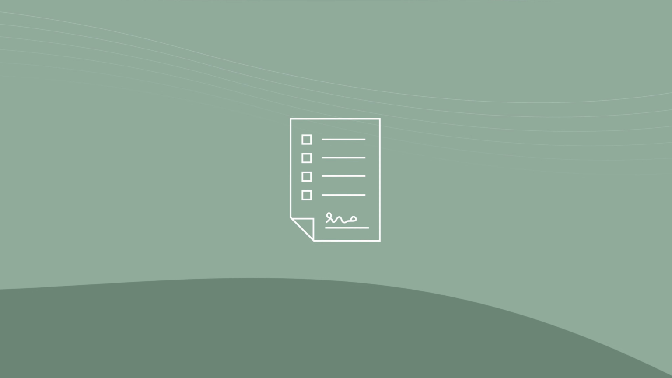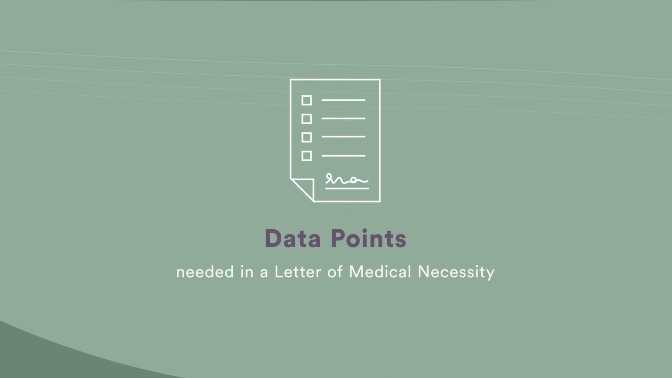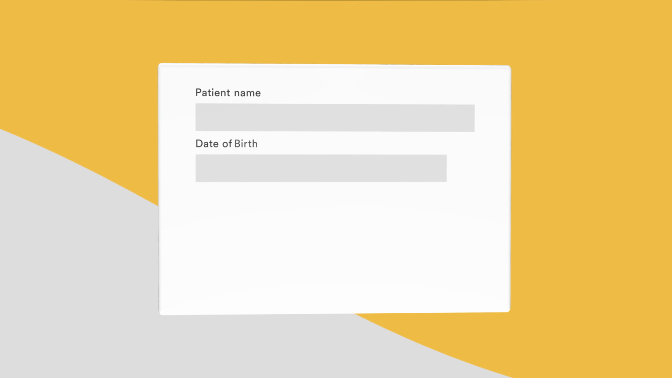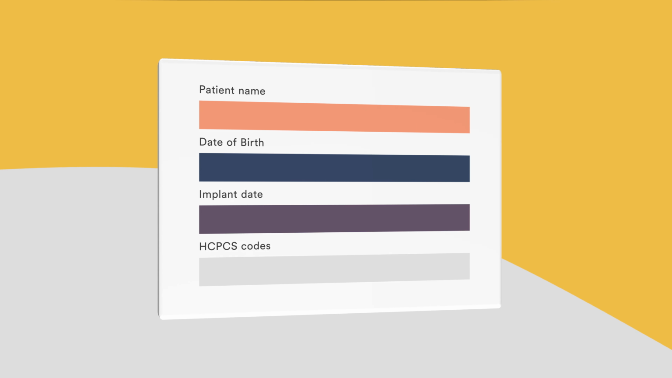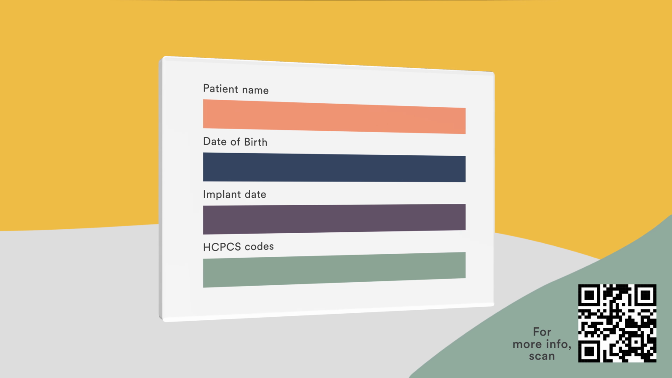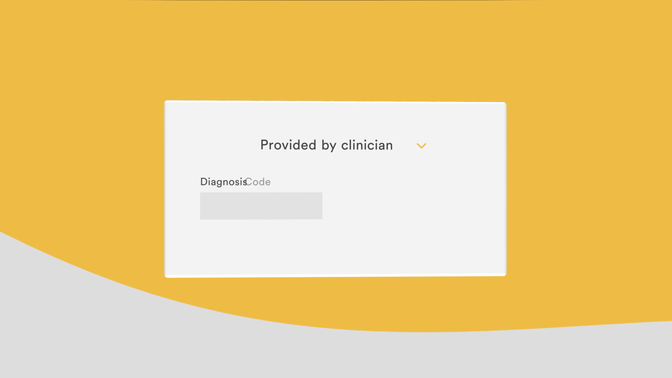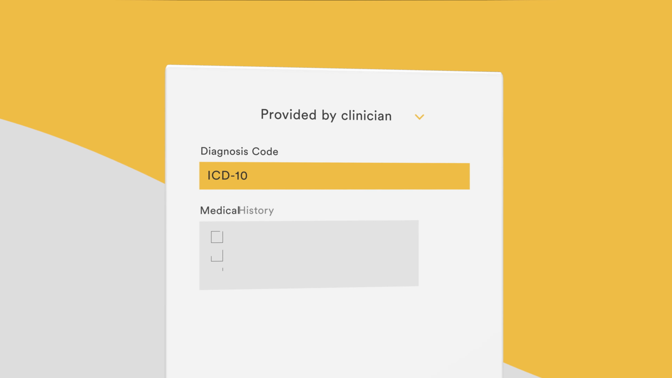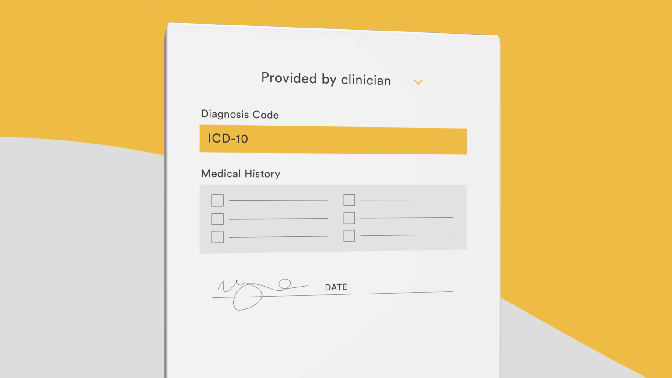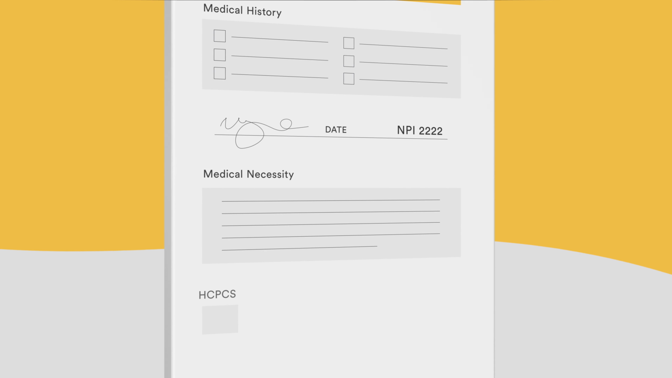While insurance companies have their own standards for eligibility, medical criteria, and which signatures are required, there are multiple data points that are typically needed in an LMN. Some of these data points can be filled in by Cochlear, such as patient name, date of birth, implant date, and certain HCPCS codes. Some must be provided by the clinician or physician, such as ICD-10 diagnosis code, which is the most commonly forgotten data point, medical history, physician signature, date, and NPI, medical necessity for a replacement sound processor, and some HCPCS codes.